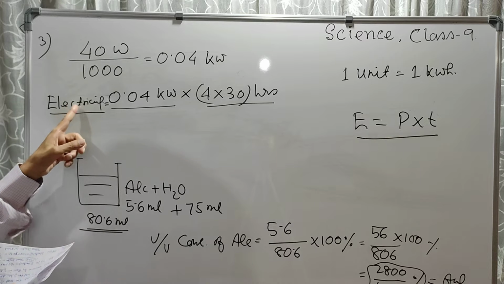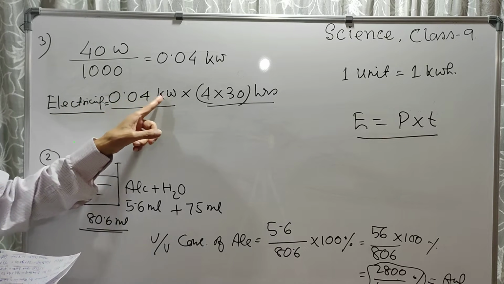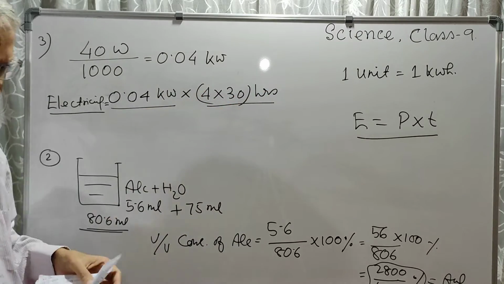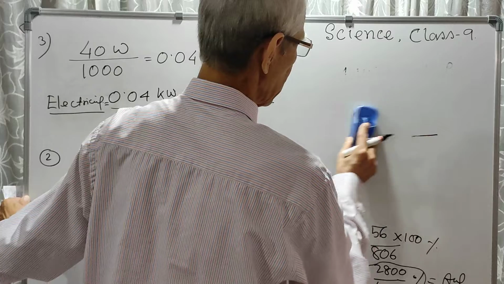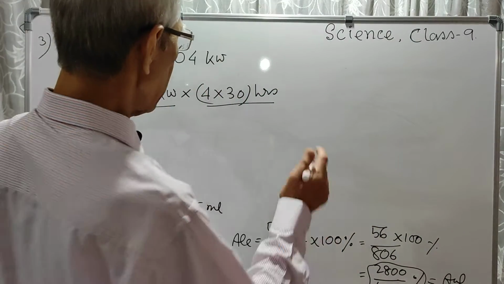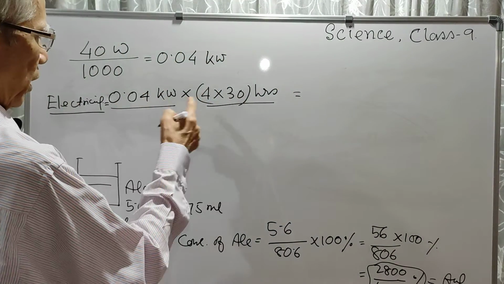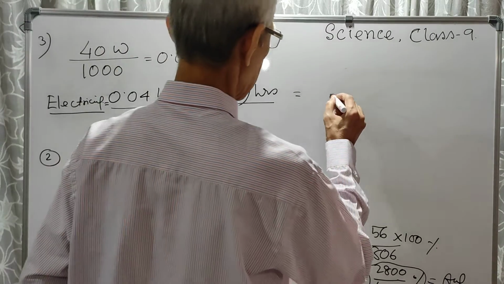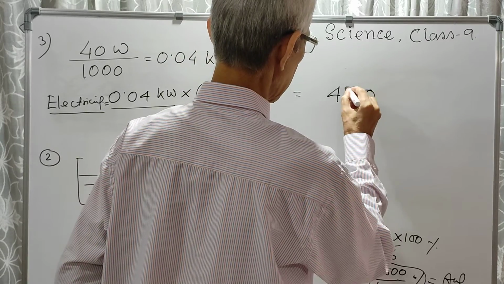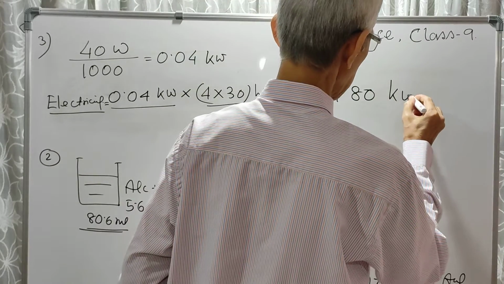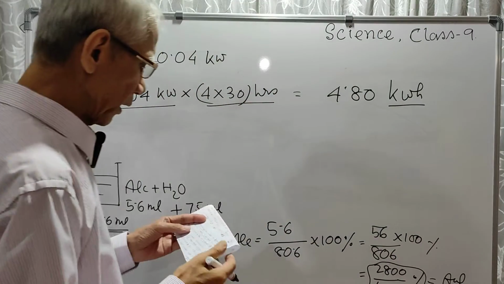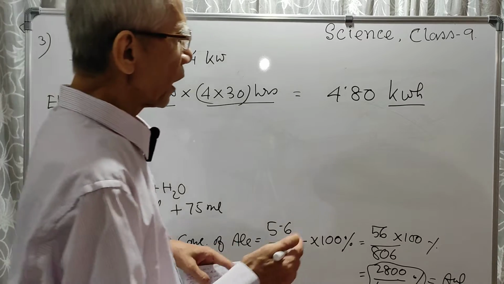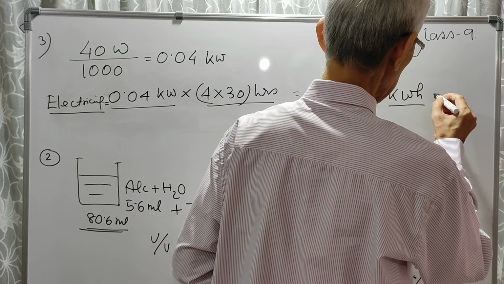So that equation we are using. Electricity, that is electrical energy, is equal to power. This is the power of one bulb. Power into time. This is the time in hours. Okay. All right. So what kilowatt hour do we get? 4 into 30, 12, 4.8. So 480, that is 4.8 kilowatt hour, or 4.8 unit.